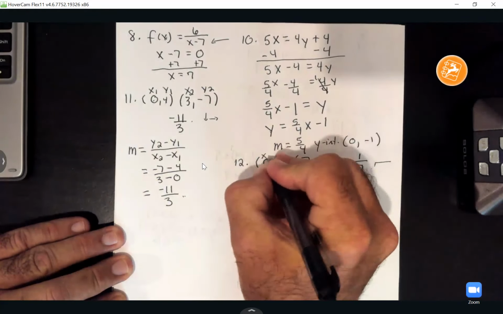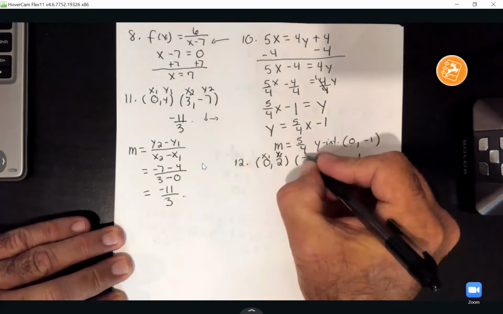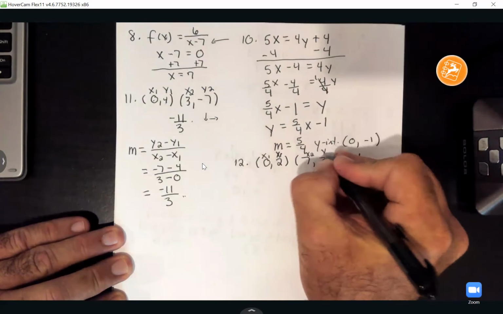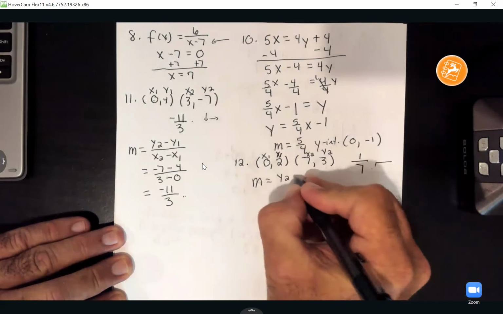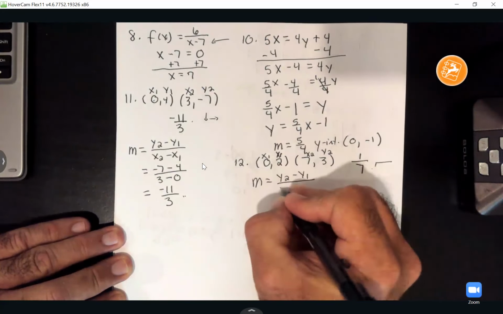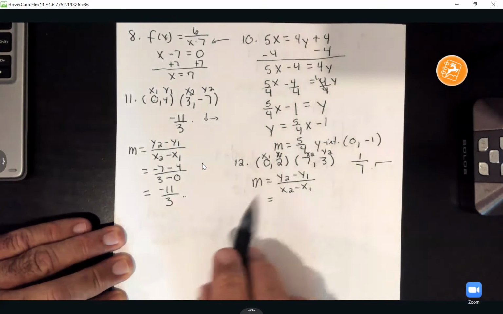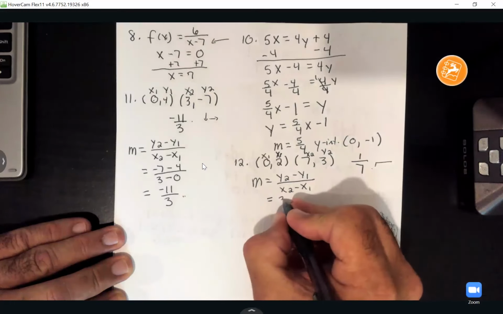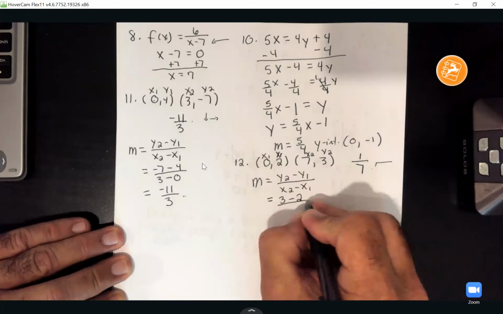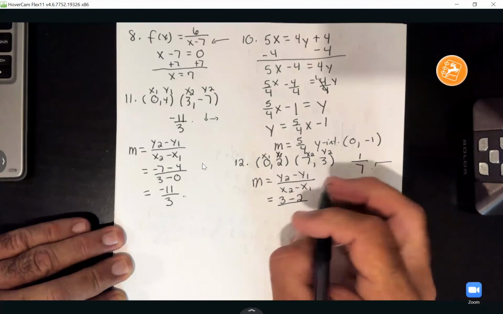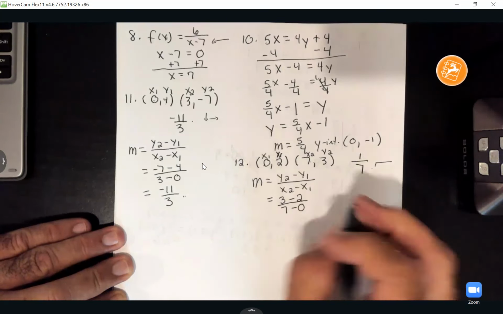All right, y'all. So make x1, y1, x2, y2. So I'm going to use my slope formula again. So y'all, let's plug in. Y2 is 3 minus y1 is 2, over x2, which was 7, minus x1, which was 0.